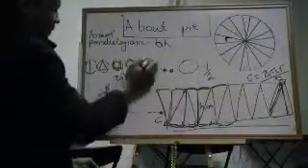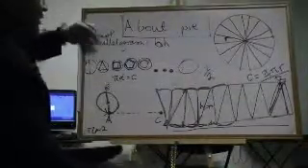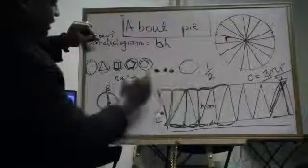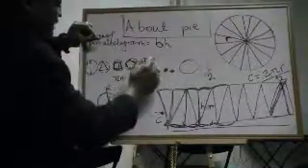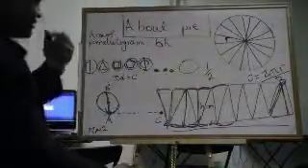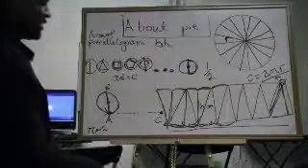So, as you get closer to a circle, the more sides it has, you're going to get closer to the best relationship between the length of its sides and the length of the diameter, the radius, the circumference, and everything.